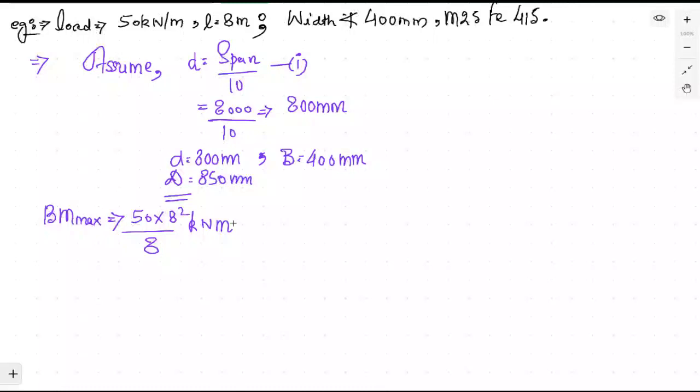This is 50 into 64 divided by 8. This value is 400 kilonewton meter. This is the bending moment for which we have to design. Now you have the bending moment, you have assumed the dimension. Now let's see that how to design. Always remember that whenever you have to design, theoretically you always have to design the balance section.